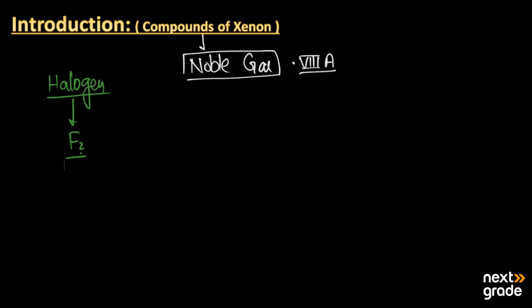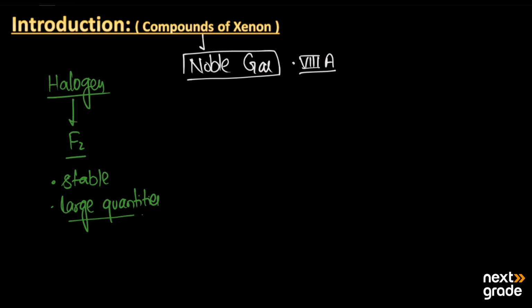And when it reacts with fluorine, it makes different compounds of xenon. These compounds are stable. On the other hand, they can be obtained in large quantities as well. So this reaction is also very economic, because in this we can obtain large quantities of the compounds of xenon that react with fluorine. So a lot of compounds of xenon we have.